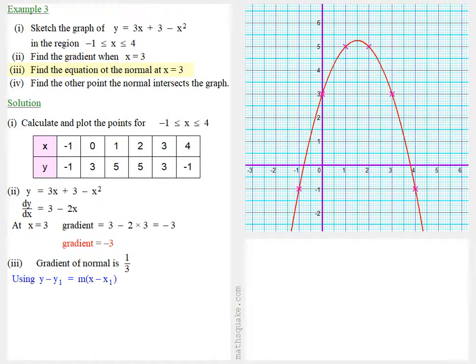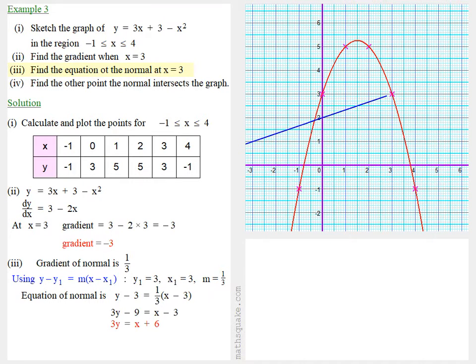To get the equation of the line, we can use y minus y1 equals m into x minus x1. Now we have y1 is equal to 3, we have x1 is equal to 3, and m is equal to 1/3. So that gives us y minus 3 is equal to 1/3 into x minus 3. Well, if we multiply all the way through by 3, we get 3y minus 9 equals x minus 3, or 3y equals x plus 6. And that's the equation of the normal. We can now draw in the normal on the graph.